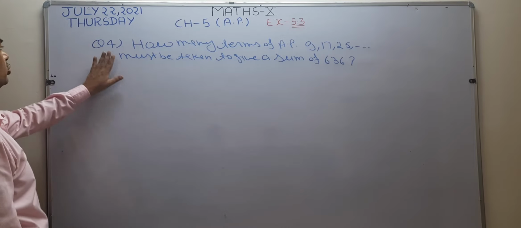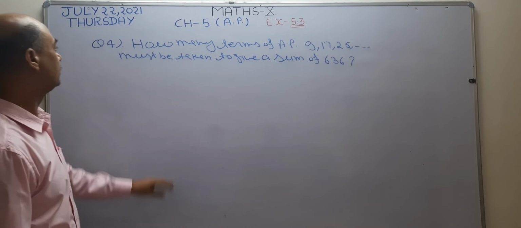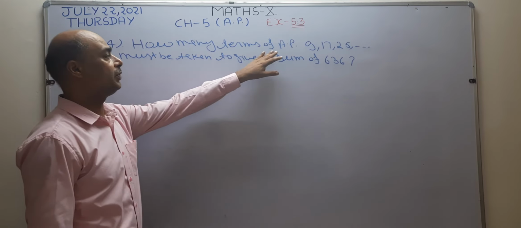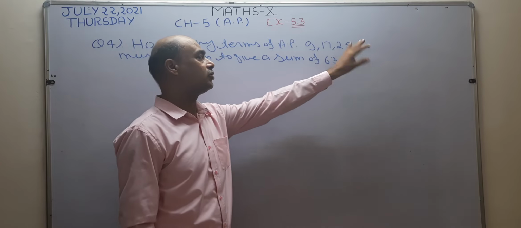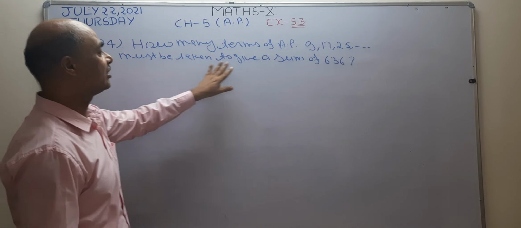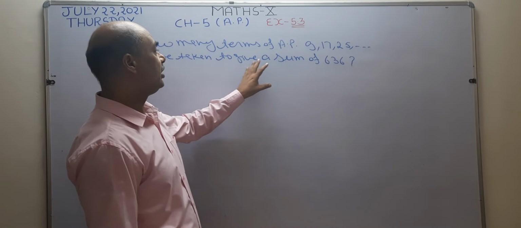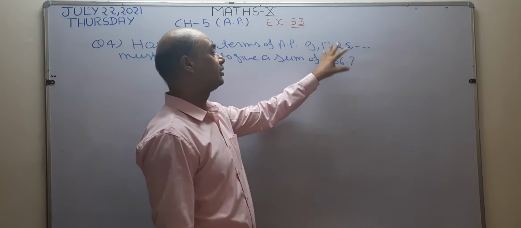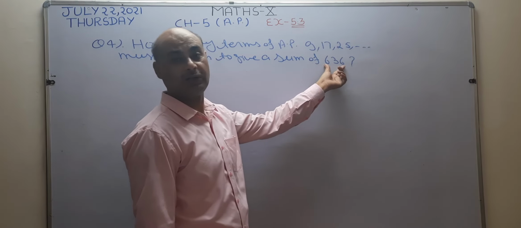Now I want to solve question number 4 of exercise 5.3. See what is given in this question. How many terms of an AP? One AP is given: 9, 17, 25 and so on. How many terms of the AP must be taken so that the sum becomes 636? The question is how many terms we take to make the sum become 636?